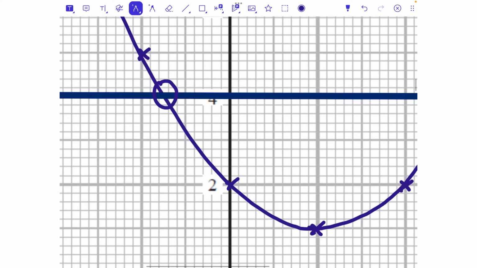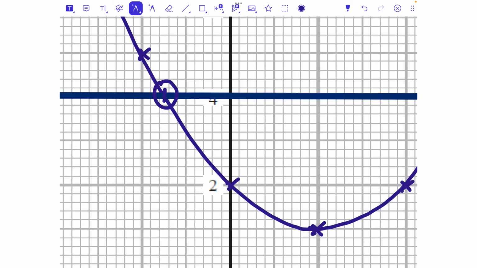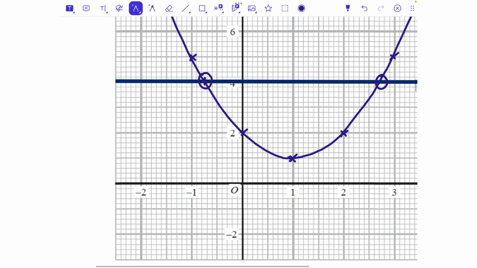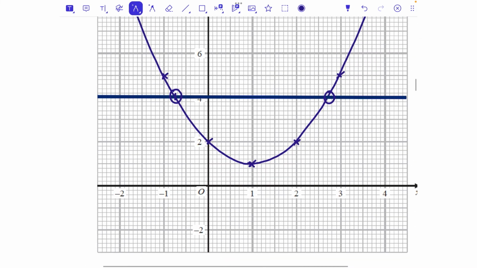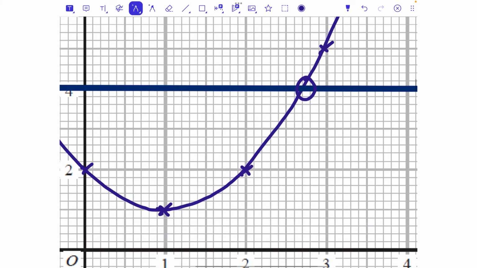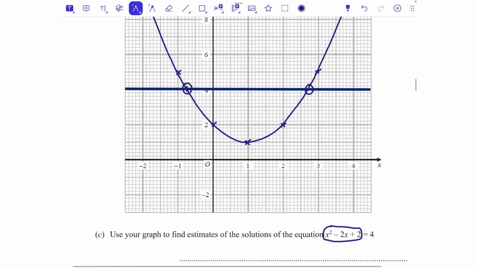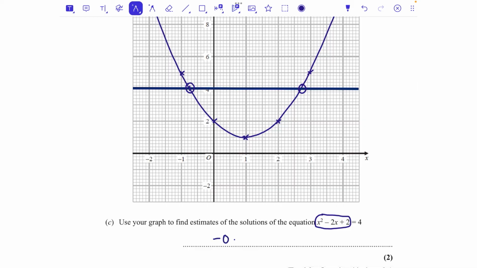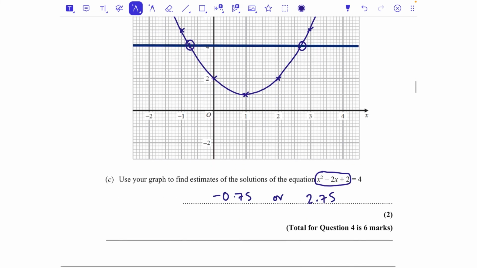Here is one place it equals 4, and here is another place it equals 4. So for that, I'm looking at those values there, and I'm going to say that that is minus 0.75, and let's go with 2.75 as well. So minus 0.75, or, and you can say and if you want, 2.75. Let's go with that. You might have said 2.7, 2.8, or anywhere in between, or minus 0.7, minus 0.8, or anywhere in between. That's absolutely fine.